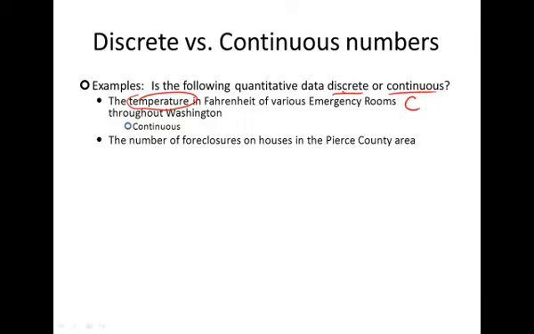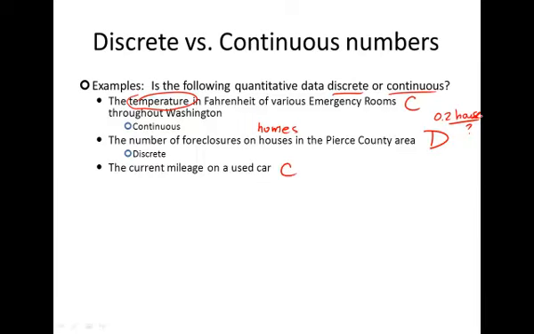Next example, the number of foreclosures on houses in the Pierce County area. Or you could use the word homes. Houses, homes, doesn't really matter. This will be discrete because you can't have half a house, right? Half a house or 0.2 houses makes no sense. The current mileage on a used car, or a new car for that matter. This will be continuous because, again, as we mentioned earlier, mileage can be broken down into more specific measurements.